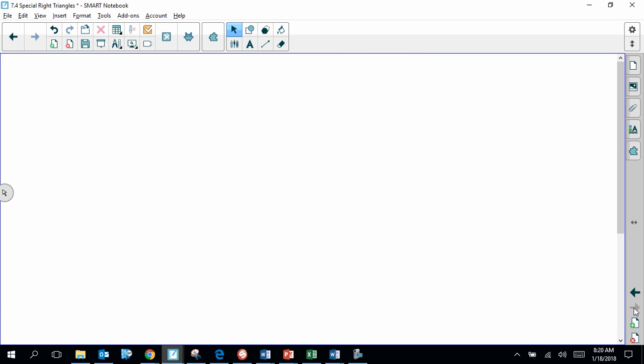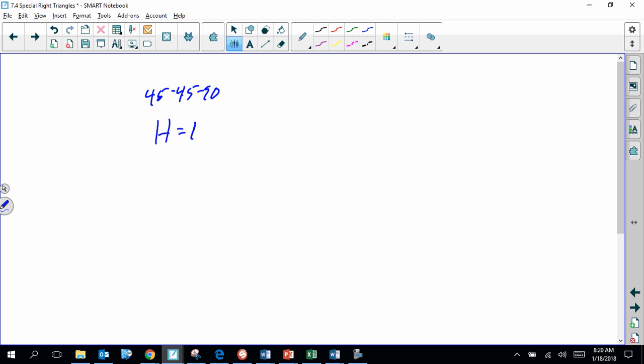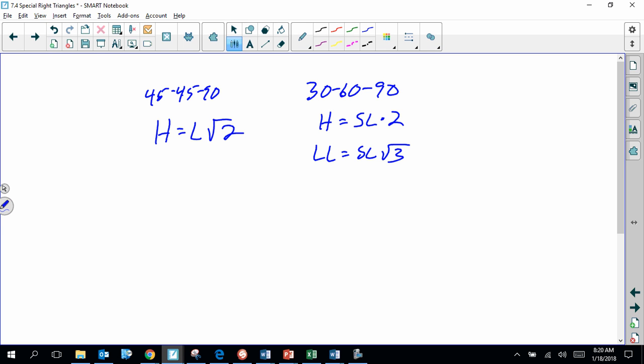So that's it for the notes on 30, 60, 90 triangles and 45, 45, 90 triangles. Remember, for 45, 45, 90 triangles, we only have one rule that says the hypotenuse is equal to the length of the leg times the square root of 2. For 30, 60, 90 triangles, we have two rules. One that says the hypotenuse is equal to the short leg multiplied by 2, and that the long leg is equal to the short leg multiplied by the square root of 3.